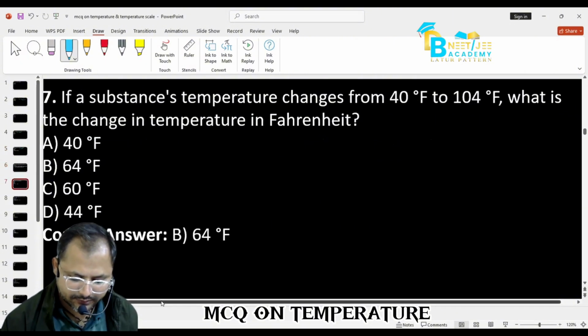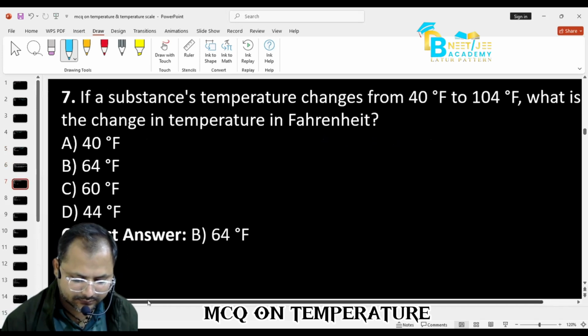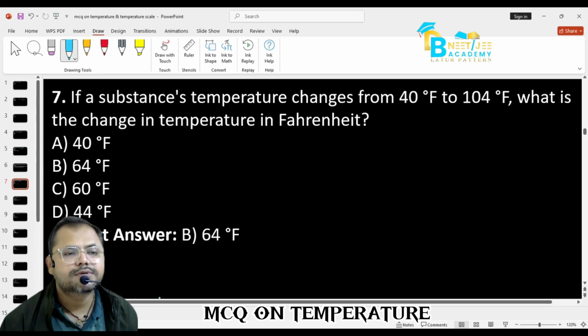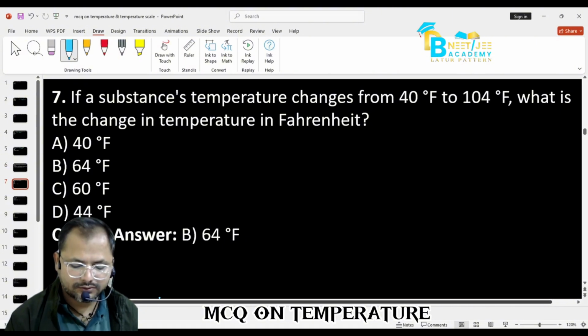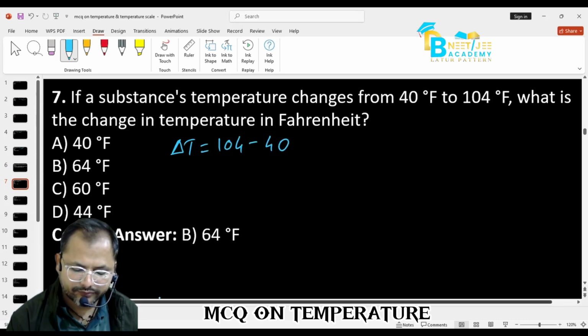If a substance's temperature changes from 40 degrees Fahrenheit to 104 degrees Fahrenheit, what is the change in temperature in Fahrenheit? So final temperature 104 minus initial temperature 40 is equal to 64 degrees Fahrenheit.